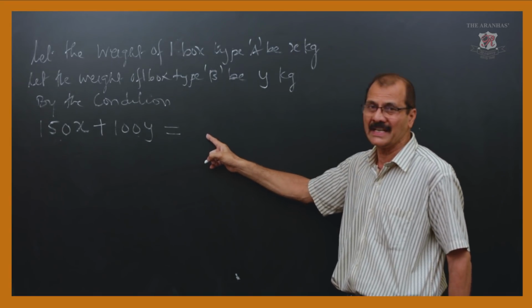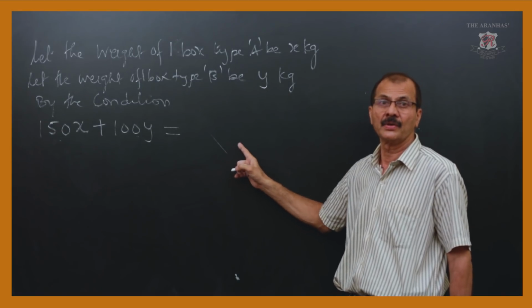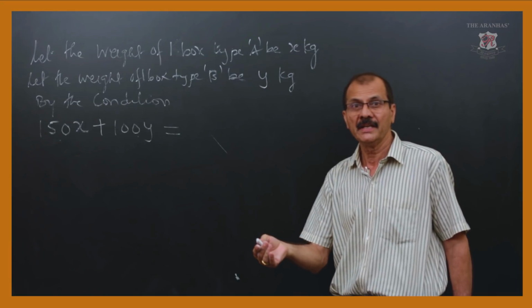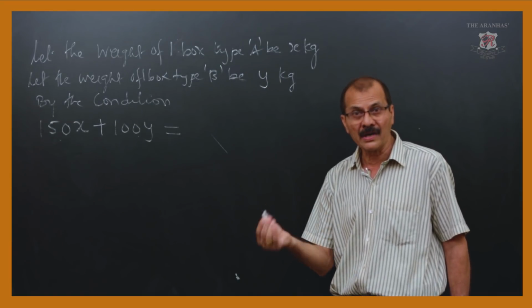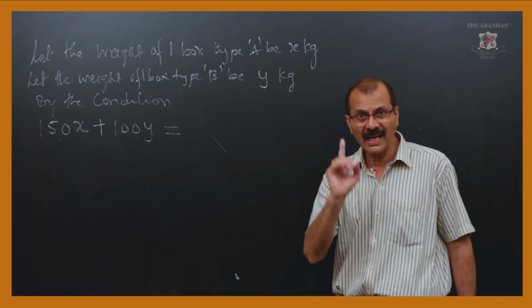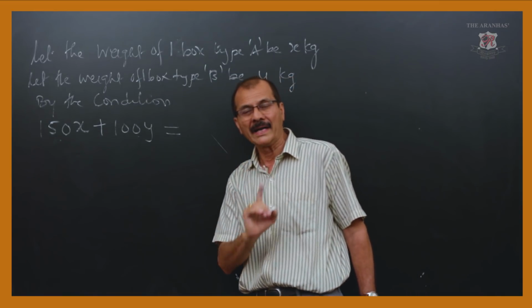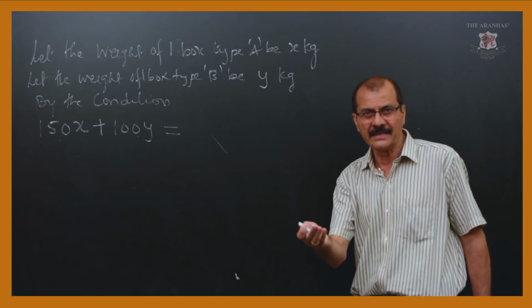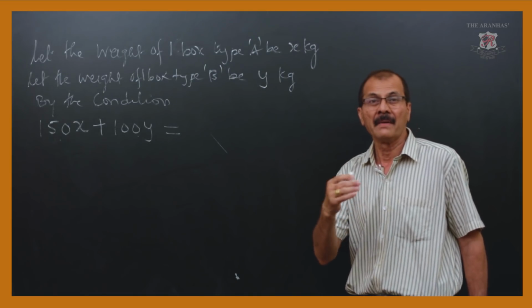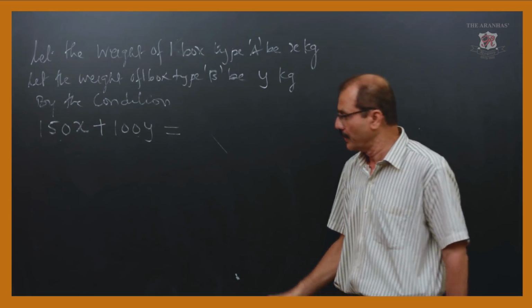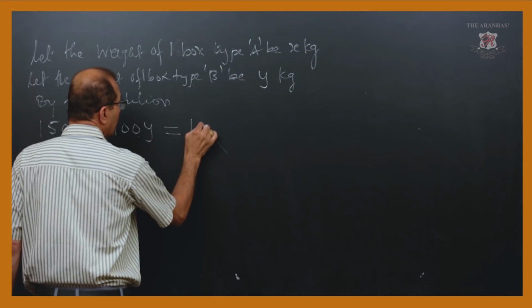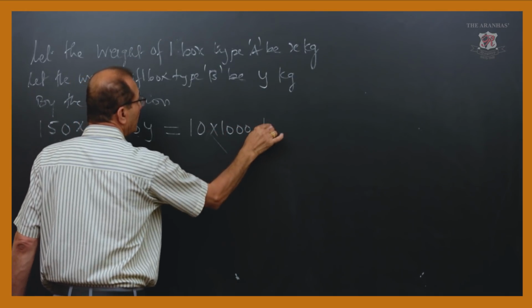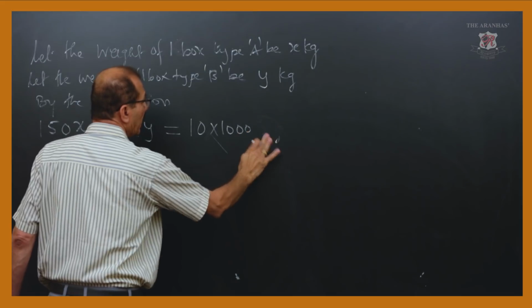So 10 tons should be converted into kg. So 10 tons means how many kg? 10 into 1000. Why? Because 1000 kg makes 1 ton. So if you want to convert 10 tons into kg, multiply it by 1000. So here you will get 10 into 1000. This is kg, no need of writing kg.